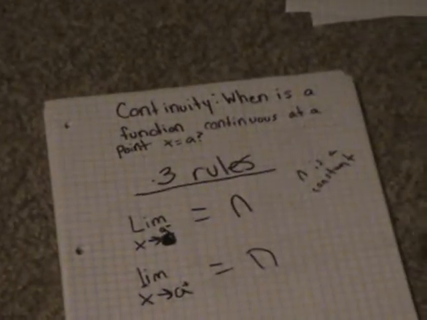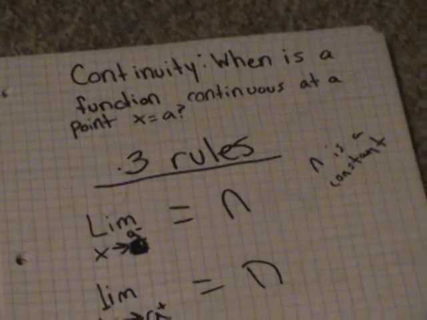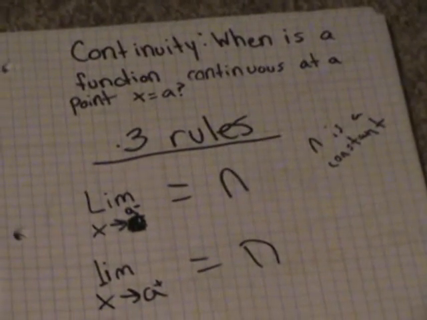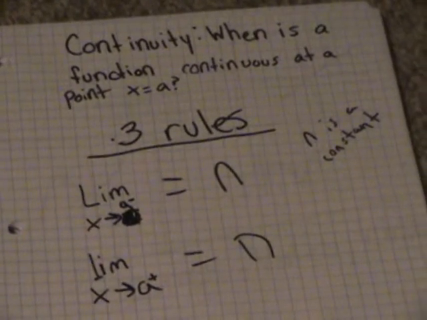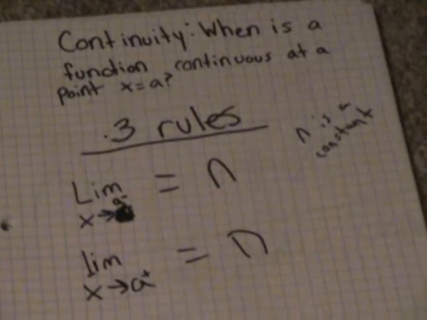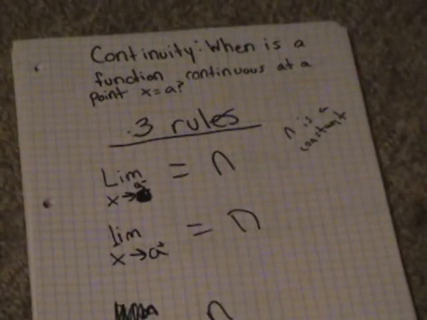Well, continuity. When is a function continuous at a point x equals a? What you need to figure out when something is continuous in anything is when it keeps going. In an equation, in a function, a continuous function is one where, if you graph it, you never have to lift up your pencil to graph it.